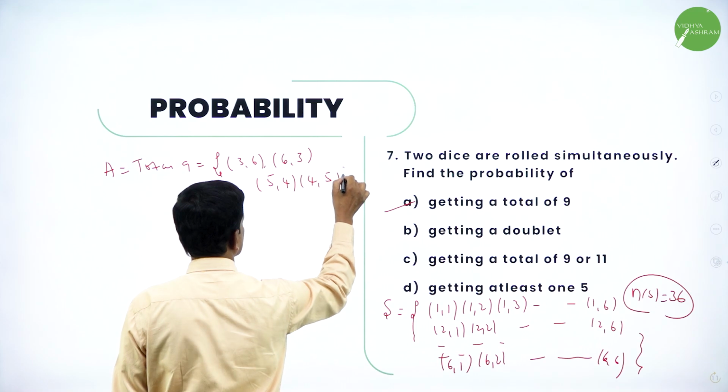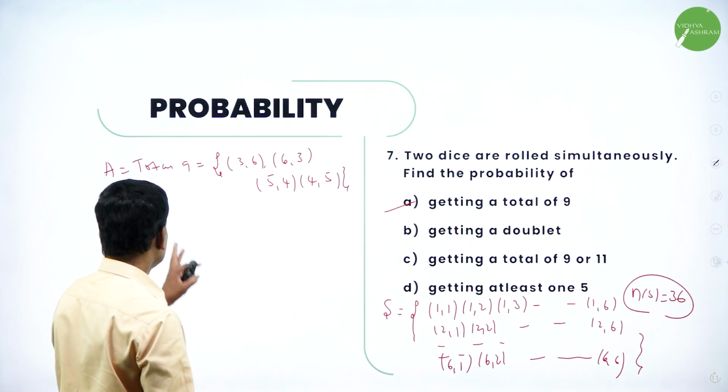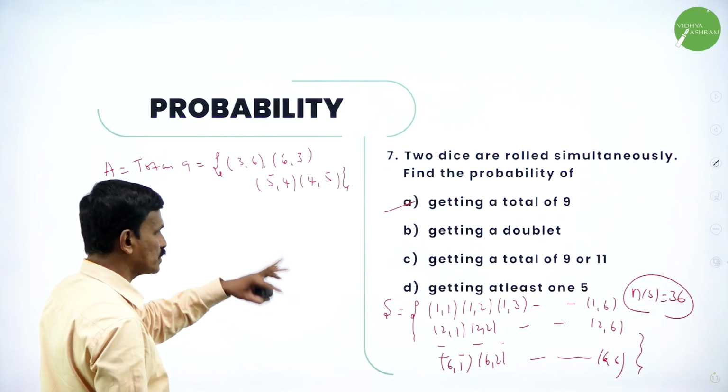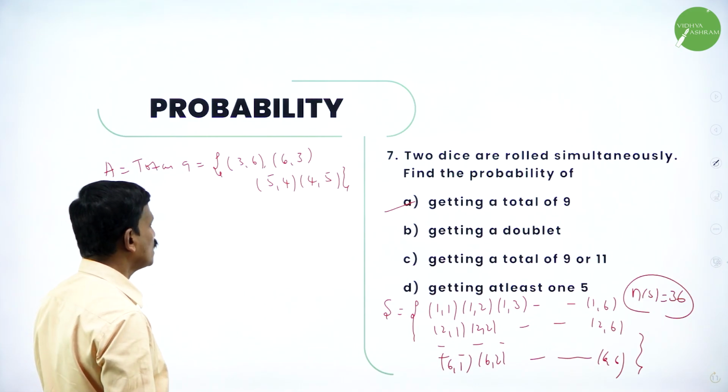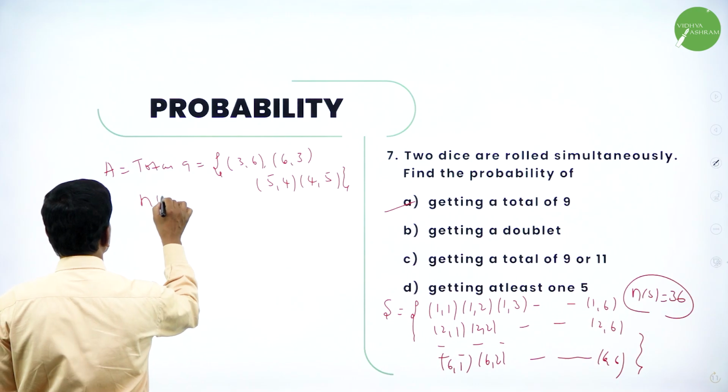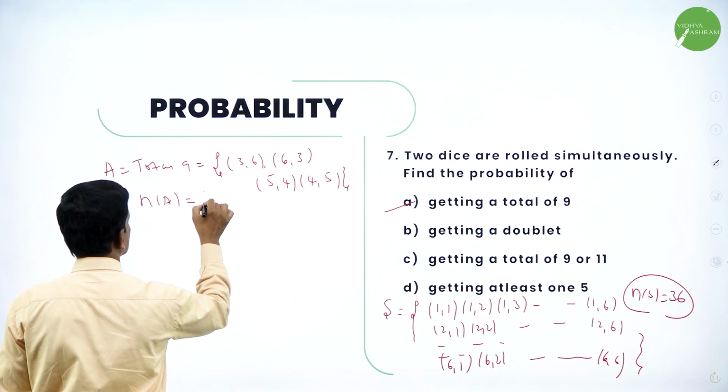Any possibilities other than this? No. So 3, 6, 6, 3. Again 5, 4 and 4, 5. If you add, you will get 9. So what is the number of events here? N of A is equal to 4.